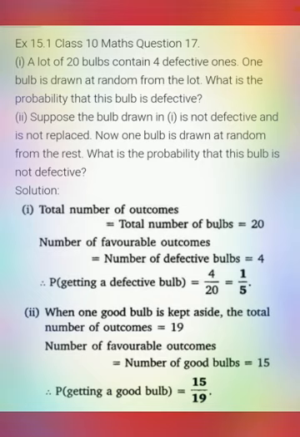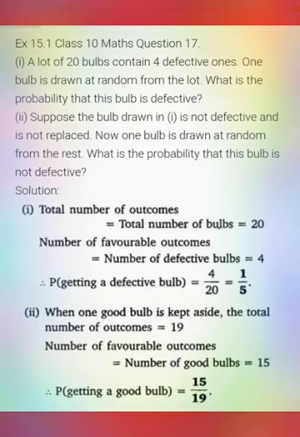What is the probability that this bulb is not defective? Now you see one bulb has been removed already. So how many bulbs are remaining? 20 minus 1, 19 bulbs are there. So this move you have to do very carefully. It has been very clearly mentioned.